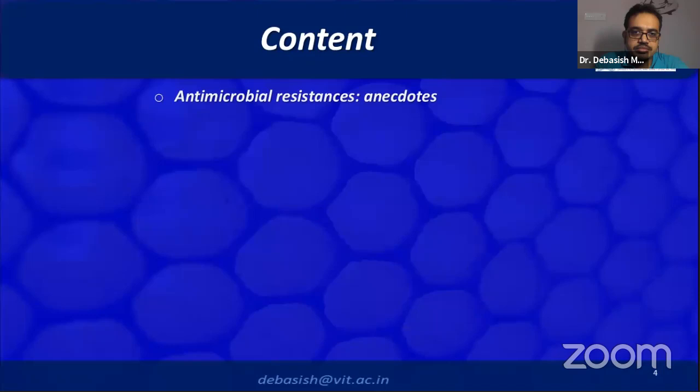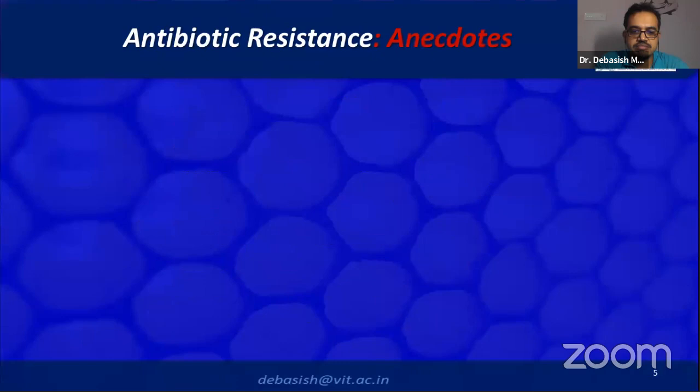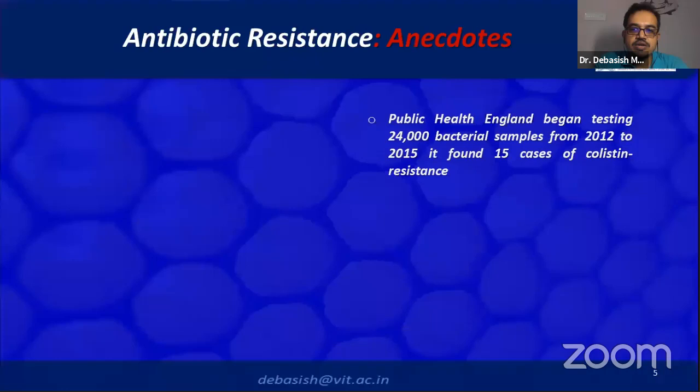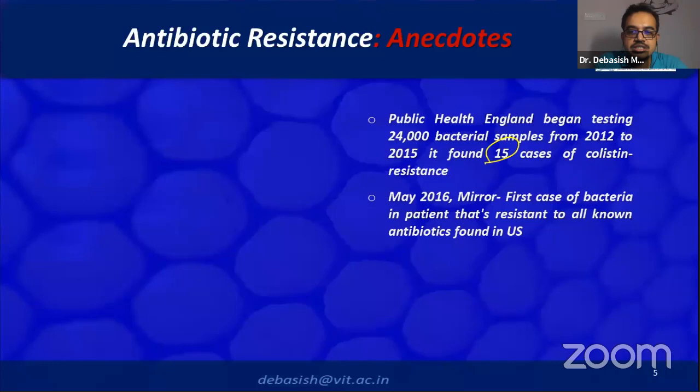These are certain anecdotes we see. This is the content, I'll just go through it very fast. I have had to delete a lot of slides because of the anecdotes. As you see, in the US also, it's not only in India. In 2015 itself, they found resistance to one of the most potent antibiotics, colistin. They found 15 cases of colistin resistance. And in 2016, they also found some.